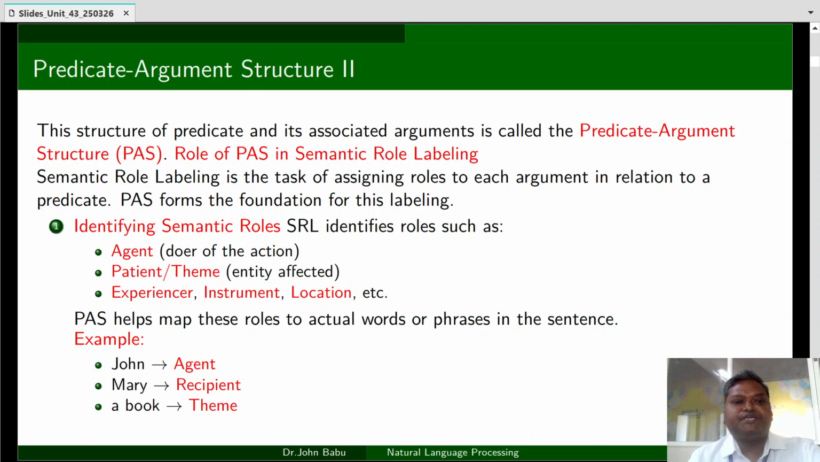The role of predicate argument structure in semantic role labeling is, firstly, that it helps in identifying the semantic roles. Who is the agent, the doer of the action, who is the patient, the subject of that action, what is the theme, the entity affected, who is the experiencer, what is the instrument, what is the location, what is the time. These are all semantic role labels.